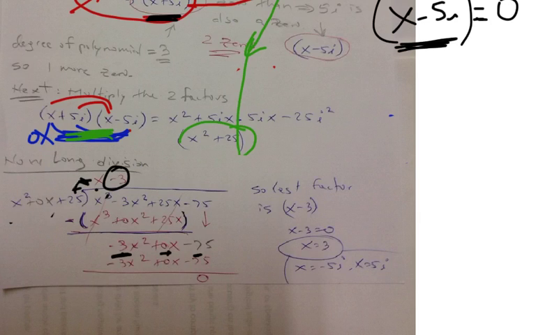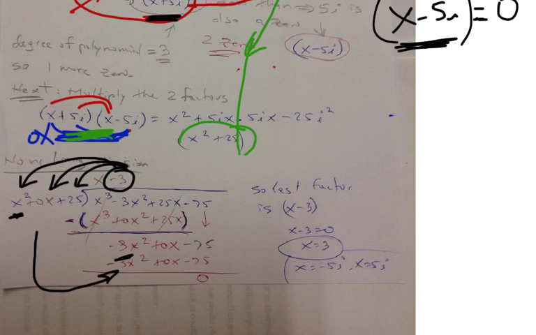Let me erase this again. So you have negative 3x squared divided by x squared is equal to negative 3. Now I multiply back. Multiply times this, times that, and those answers are going to be here. Negative 3 times x squared is negative 3x squared. Negative 3 times 0x is 0x. Negative 3 times 25 is negative 75.